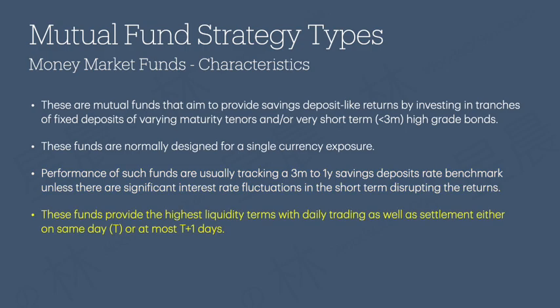One key difference compared to other general mutual funds is that money market funds have the highest liquidity terms. Money market funds come with daily trading and settlement is usually on the same day, or at worst 1 day later, whereas normal mutual funds settle 3 to 5 days later. This high liquidity helps to facilitate daily adjustments efficiently for investors who use money market funds to manage their cash exposures in portfolios.